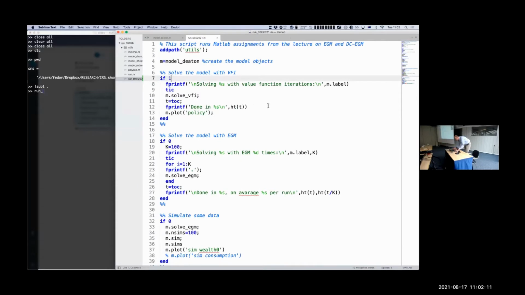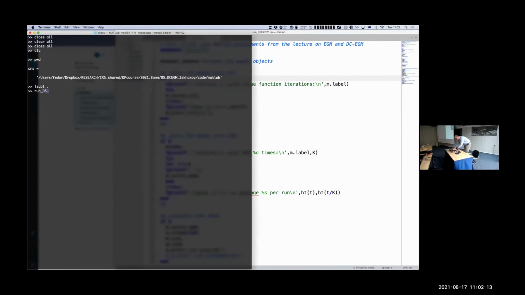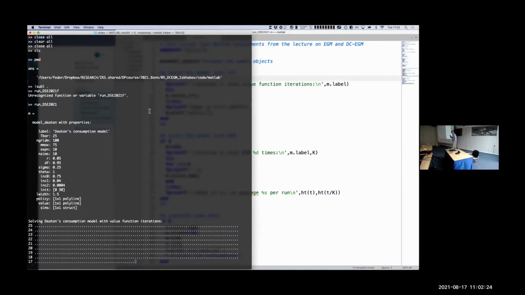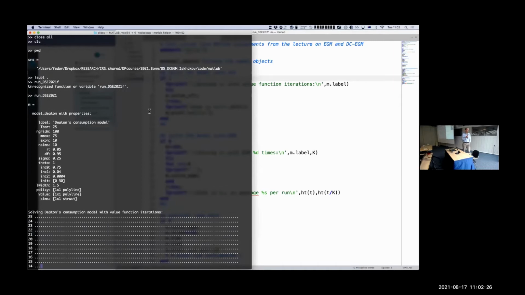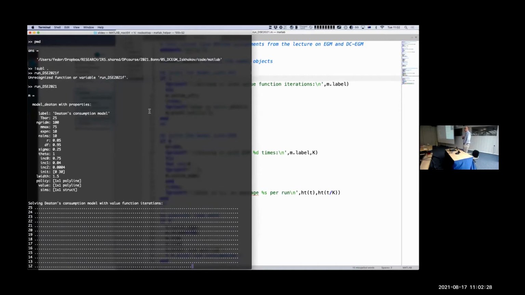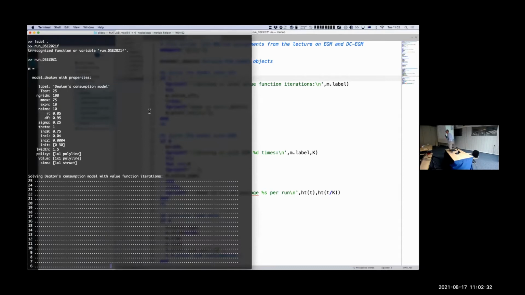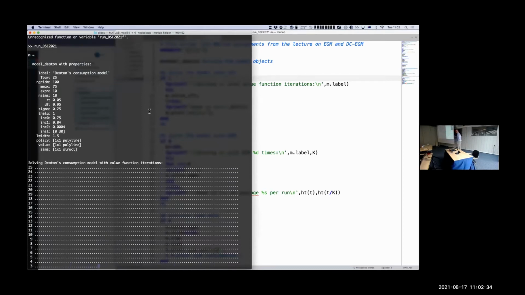So what do I have to have here? Right, so we are observing now the solution by value function iteration. Each dot is a solution of a particular point in the state space. And you can see we're solving for 25 periods, backwards induction. This is a finite horizon implementation.